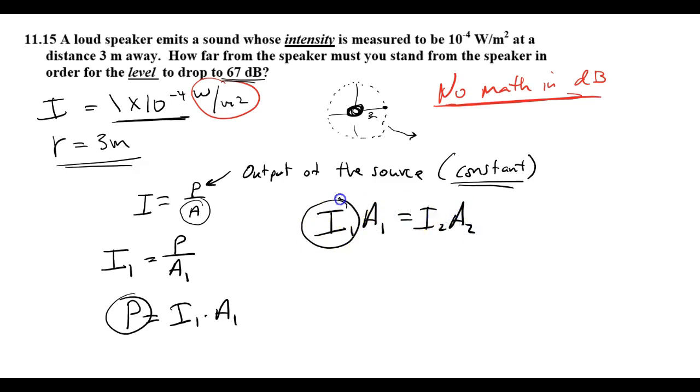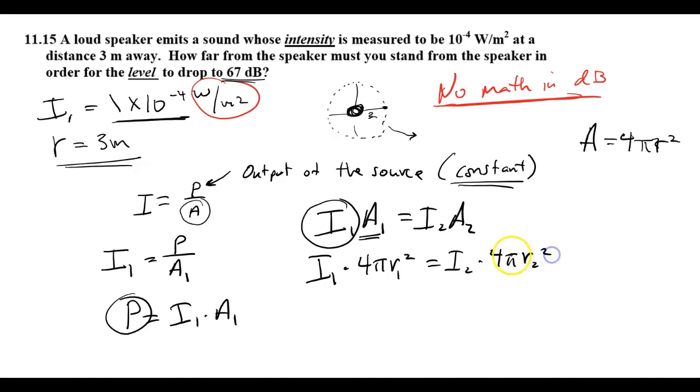We already know my intensity at spot 1. That's where I'm at. The area at 1, we don't quite know that. But remember, area for a sphere is 4 pi r squared. So what I'm going to do is I'm going to plug that in. So I1 times 4 pi r1 squared equals I2 times 4 pi r2 squared. Notice 4 pi and 4 pi are the same.